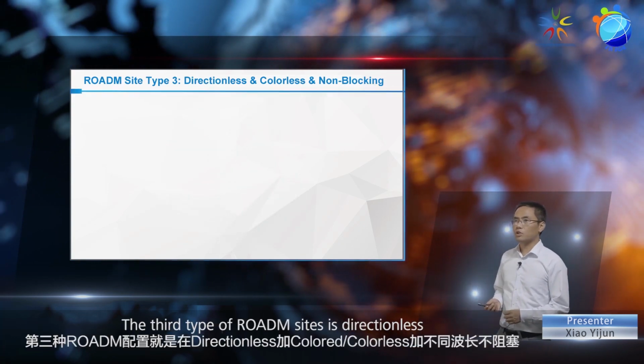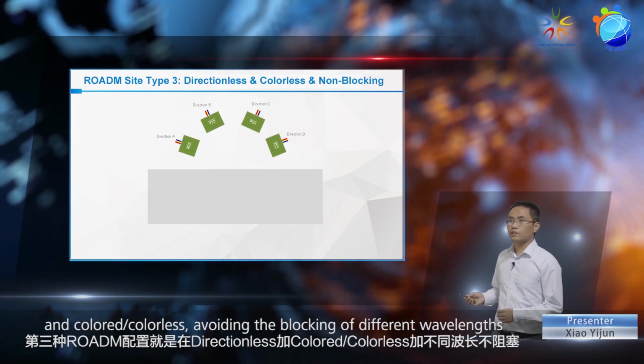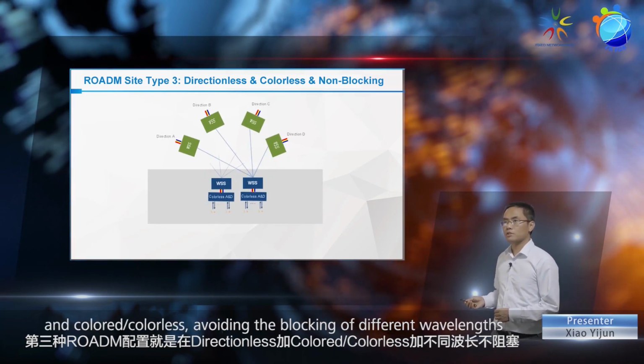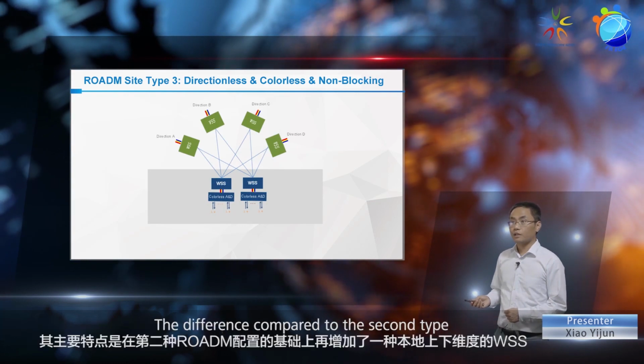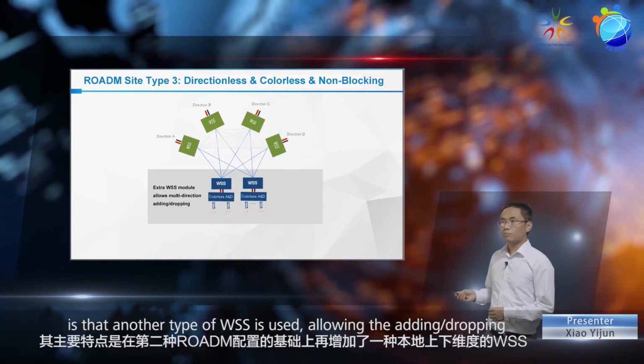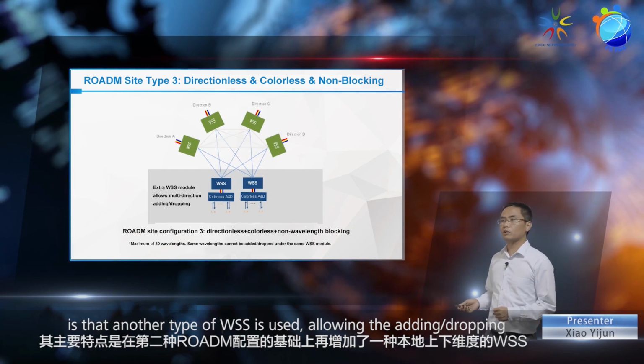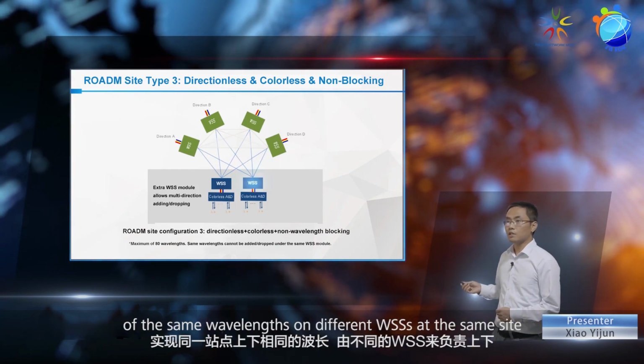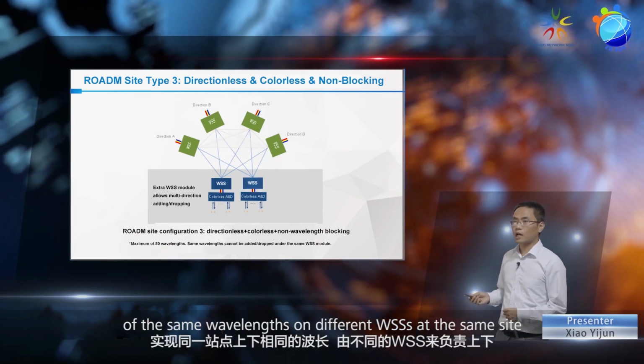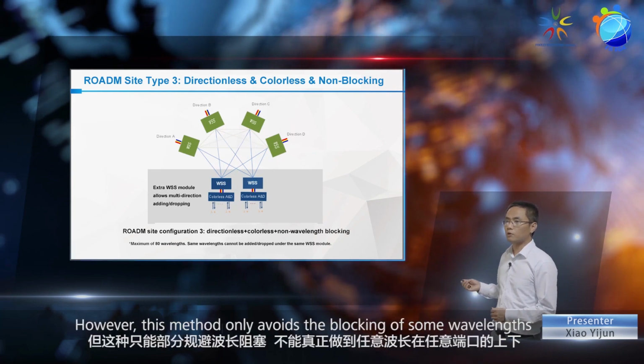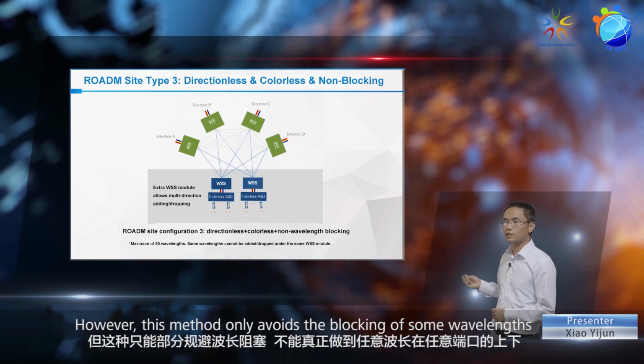The third type of ROADM site is directionless and colorless, avoiding the blocking of different wavelengths. The difference compared to the second type is that another type of WSS is used, allowing the adding-dropping of the same wavelengths on different WSSs at the same site. However, this method only avoids the blocking of some wavelengths.